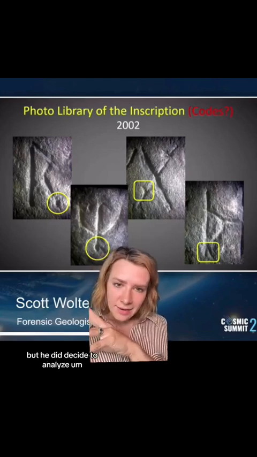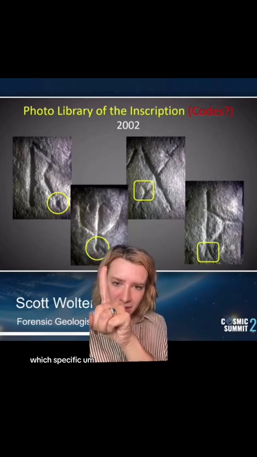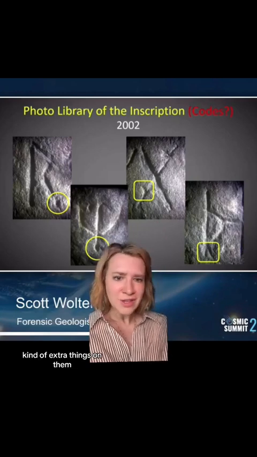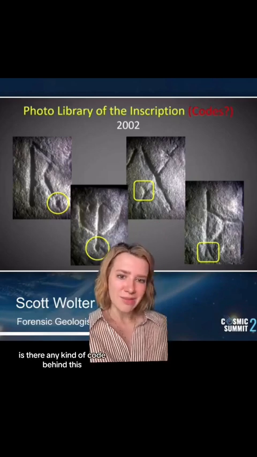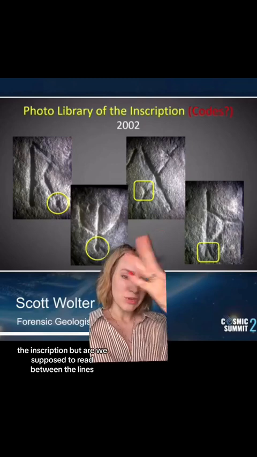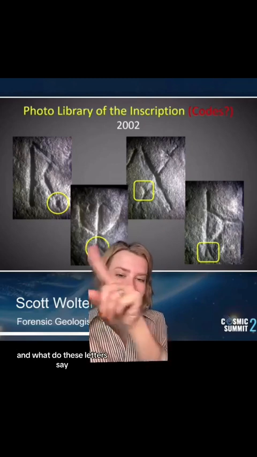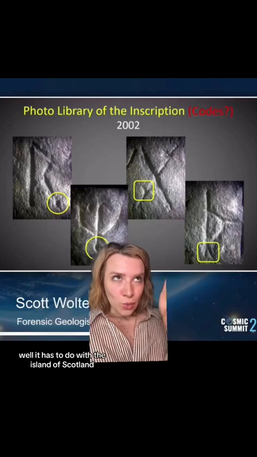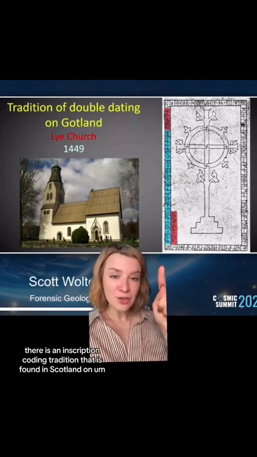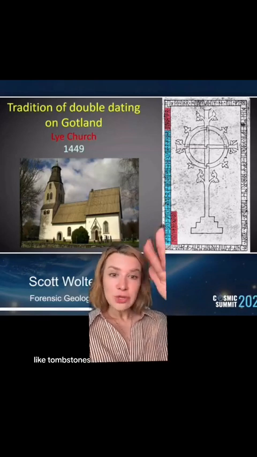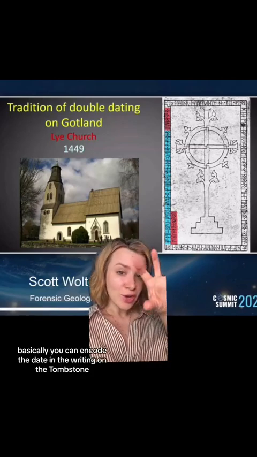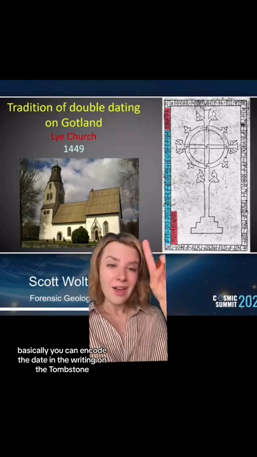But because it was happening so much, he did decide to analyse which specific runes had these extra things on them, and was like, okay, is there any kind of code behind this? Obviously we read the inscription, but are we supposed to read between the lines? And what do these letters say? Well, it has to do with the island of Gotland. There is an inscription coding tradition found in Gotland on tombstones and anywhere you want the date to be preserved. Basically, you can encode the date in the writing on the tombstone.